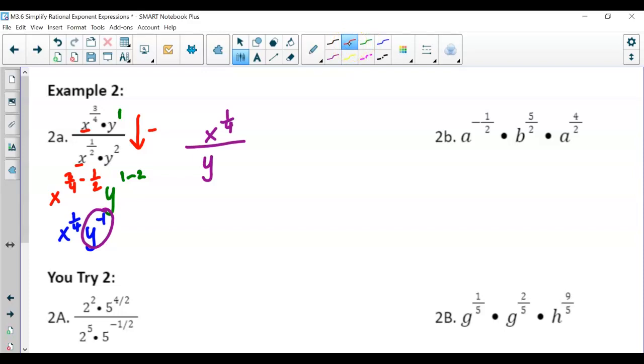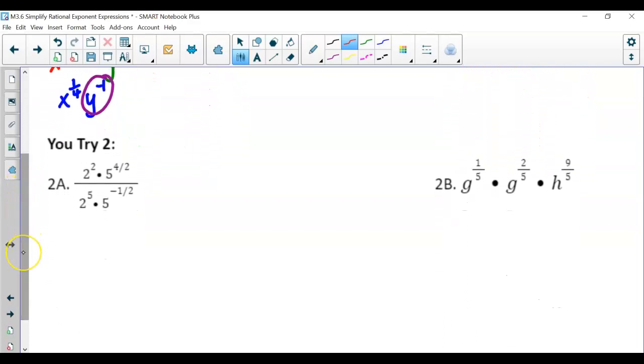So again, same thing here. When multiplying, bases must be the same in order to use the exponent rule. So like this is a here. We're going to add the exponent. So negative 1/2 plus 4/2. You have a to the 3/2 power, then times b to the 5/2. Now, can we combine them? No, because the bases are different.